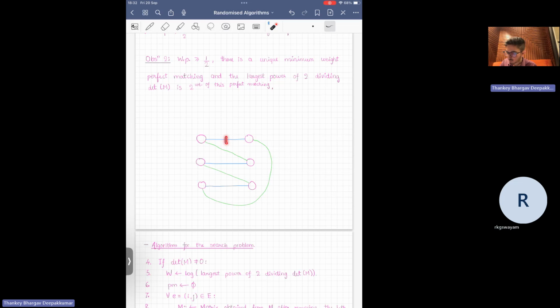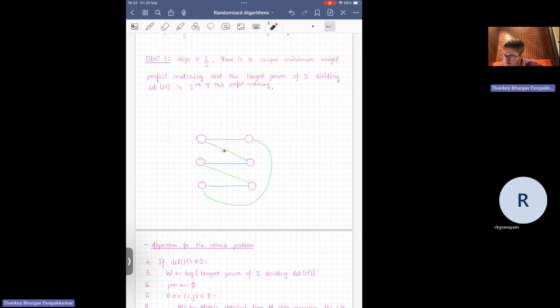Now let me suppose that I remove these two vertices, because I'm focusing on this edge. Oh wait, I drew the wrong graph. Fine. So I remove these two vertices. Now the resulting graph still has a perfect matching: this edge and this edge, right? So I would add this to PM.